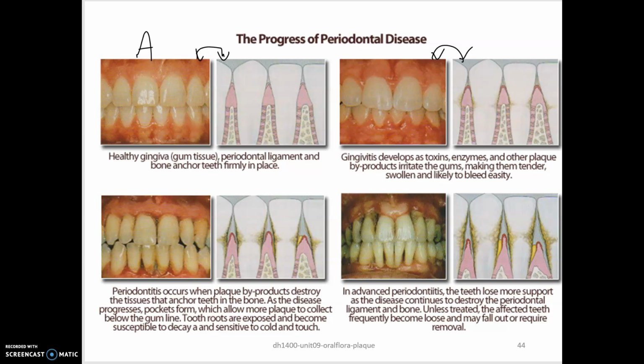All right, the gums are a regular pink color, and you can see here the gingiva extends all the way up. We've got the periodontal ligament, we've got the alveolar bone. Everything's quite healthy. Now if we move into the second picture, we'll call B.